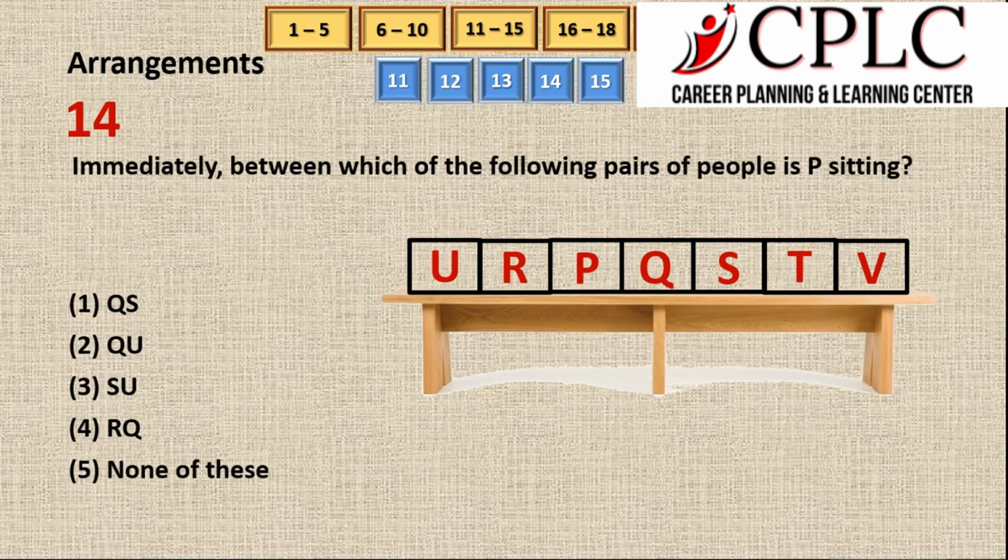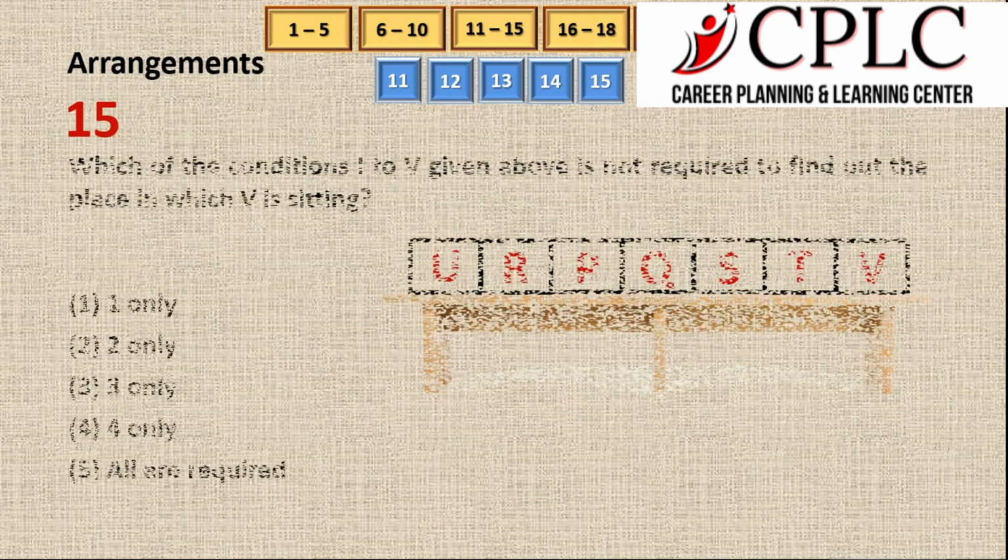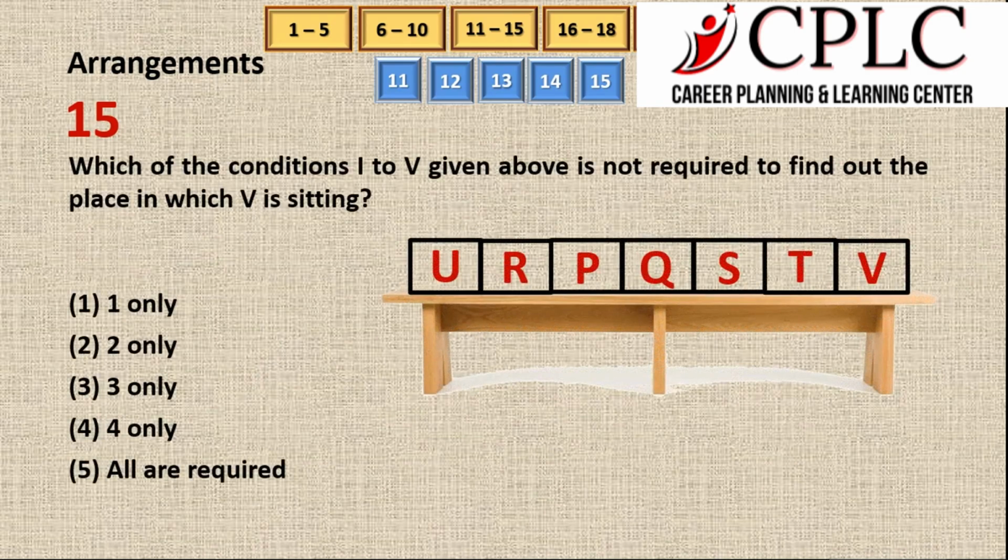14th one, immediately between which of the two pairs of people is P sitting? So P is sitting between which two people? That is R and Q. Option 4. And 15th one, from the 4 conditions, 1 to 4, that were given earlier, which is the one that is not required to find out the place in which V is sitting?